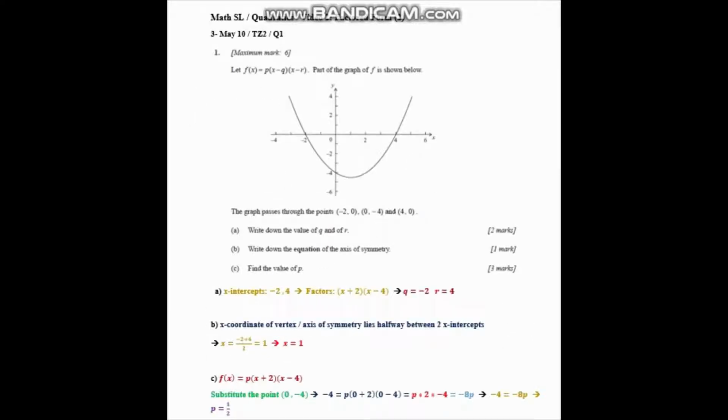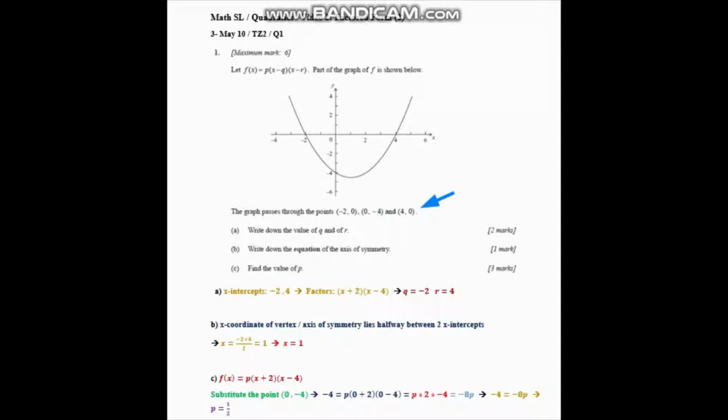So we are told that f of x equals p times x minus q times x minus r. And we are given this graph right there. We are told that the graph passes through these 3 points right there. Of course, the first point and the third point are evident from the x-intercepts, and the second point is evident from the y-intercept. So this is a bit redundant. We could have obtained these 3 points from the graph. So I need to write down the value of q and the value of r.